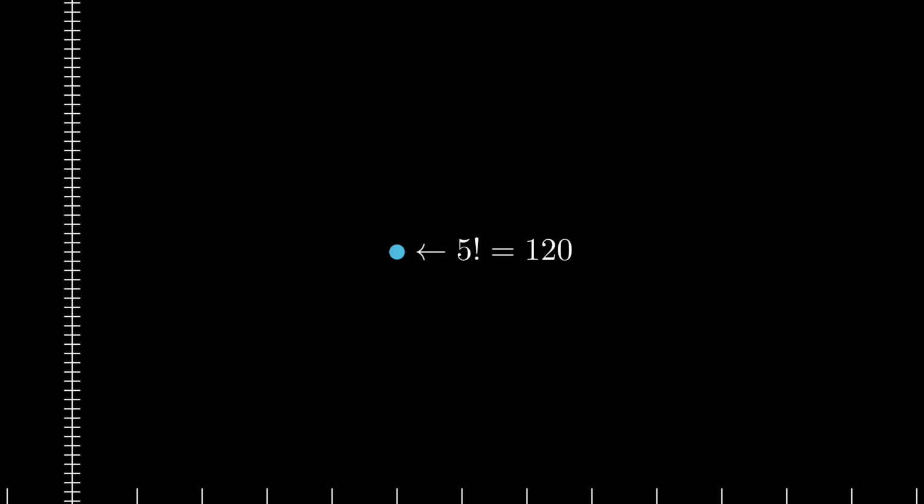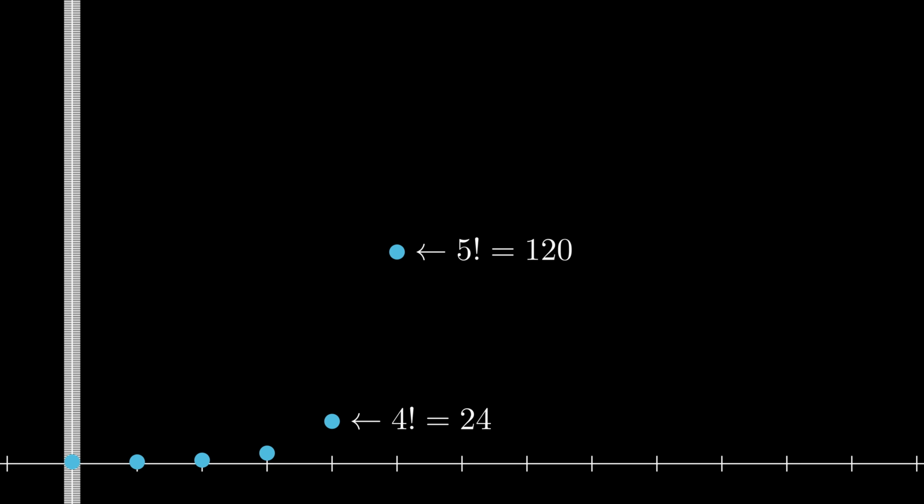It grows incredibly fast. It takes all this time just to reach 5 factorial, and it only grows faster from there. Even if I squish the graph way down so that the previous values are all on the screen, 6 factorial is still through the roof.